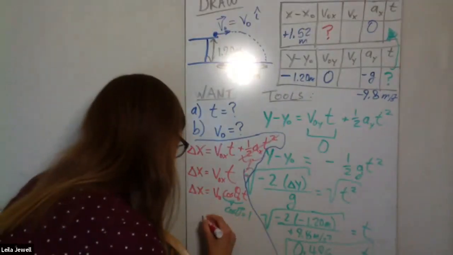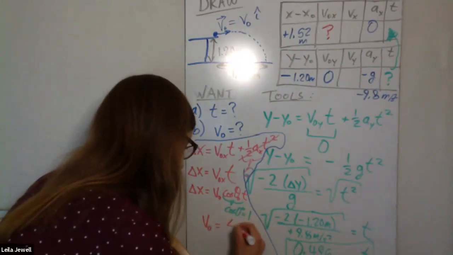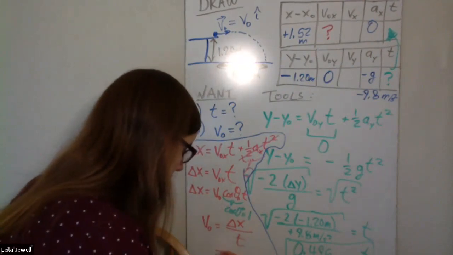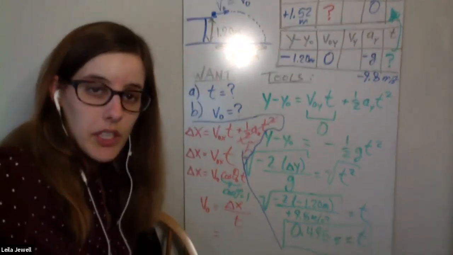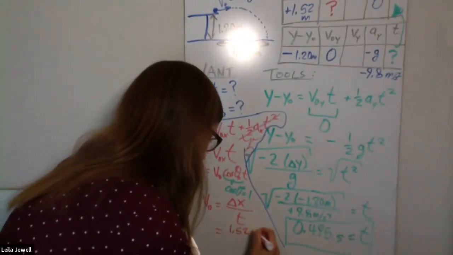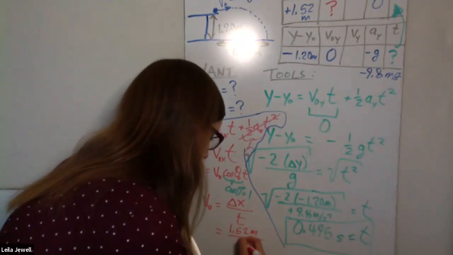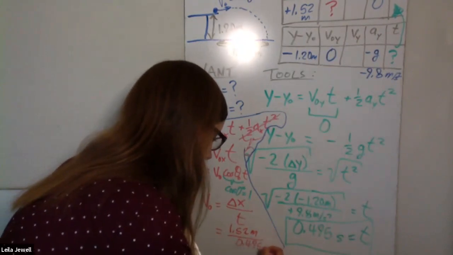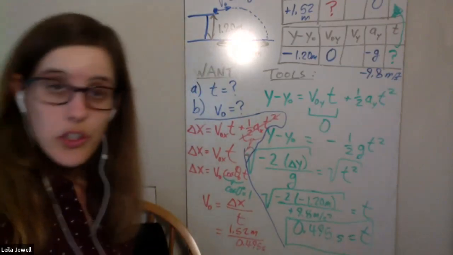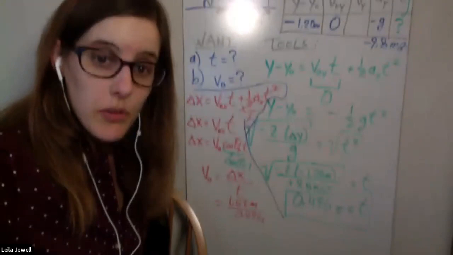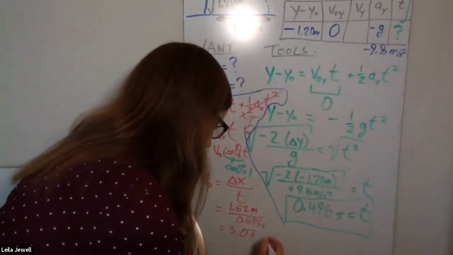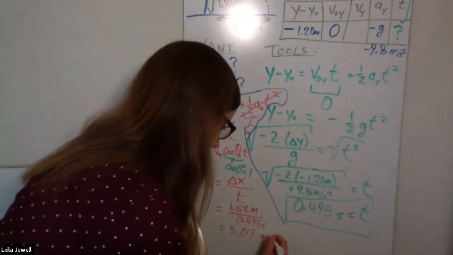We can now solve for this initial velocity if we divide by time. So we'd have that the initial firing speed is the displacement in x divided by time, which we just solved for. And so we can plug in those values. So 1.52 meters divided by the time, 0.495 seconds. And so if you calculate this out, you should get 3.07 with units of meters per second.